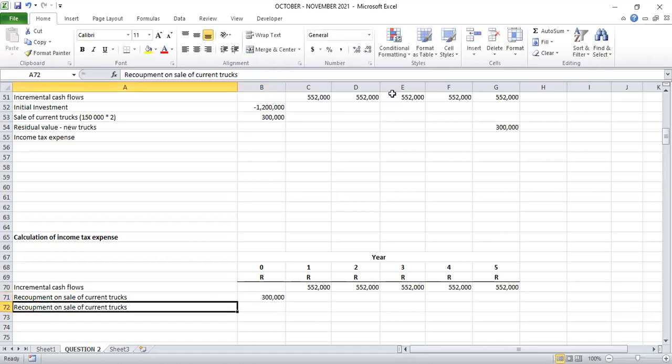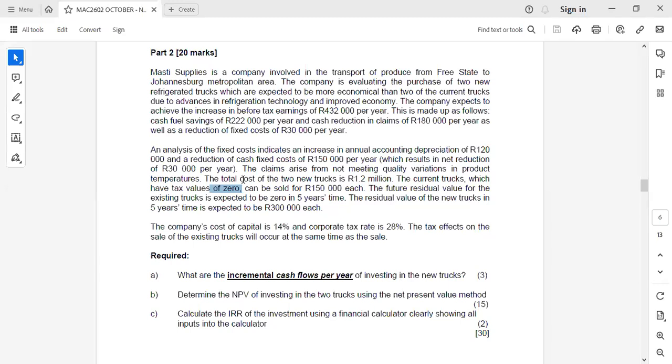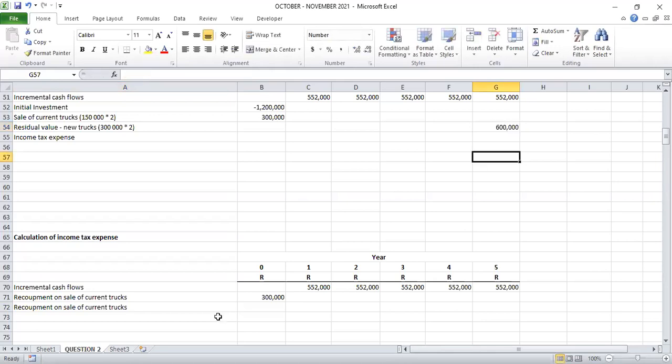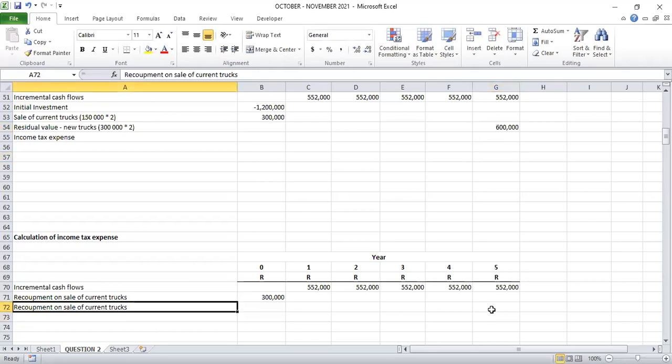Then we are going to have the new trucks. It will be 300,000 each again. So let's also go and correct this one here and say 300,000 times 2. So this is 600,000. So here the recoupment on the new trucks will be 600,000 also.